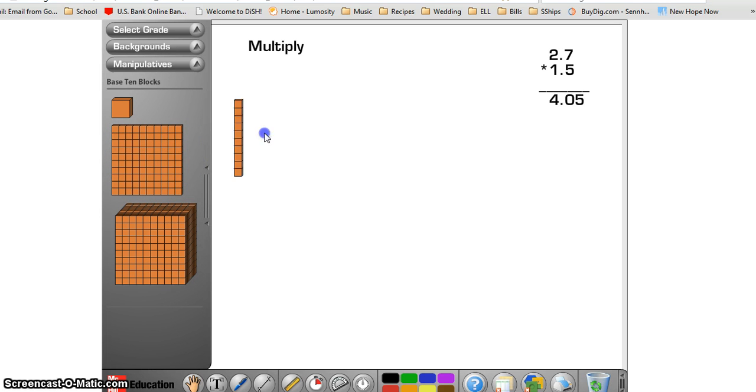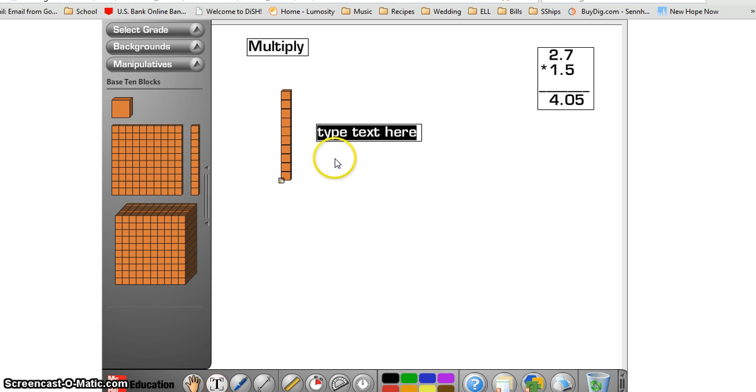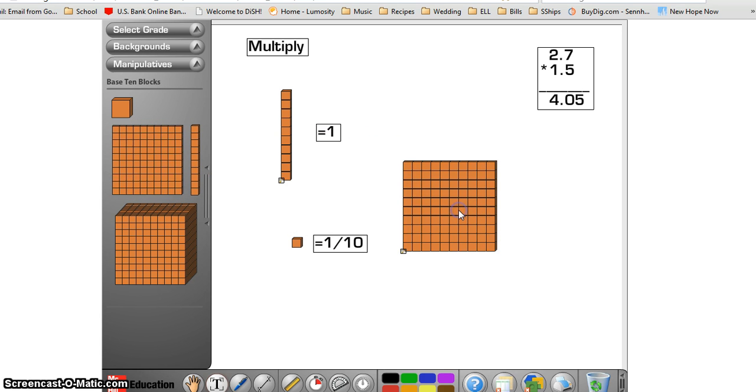So what we need to make our unit is a long. So this long here is going to be what is our 1. So this will equal 1, which makes this 1/10. So we know that this is going to be 1/10. Making this what? Yes, that's right, 1/100th. Or I'm sorry, 1 whole, 1 unit.